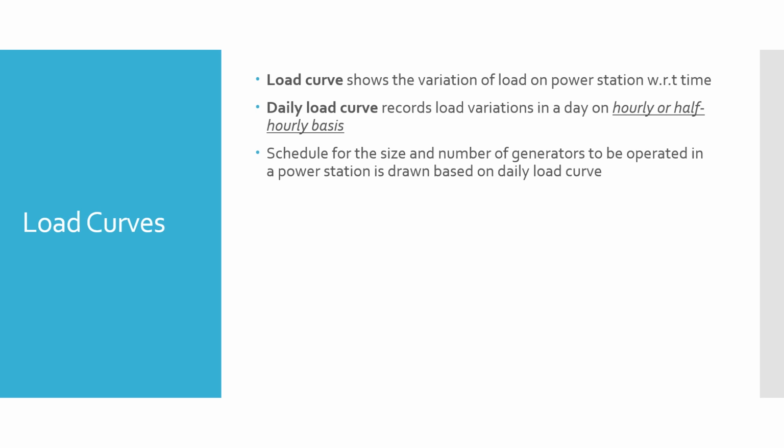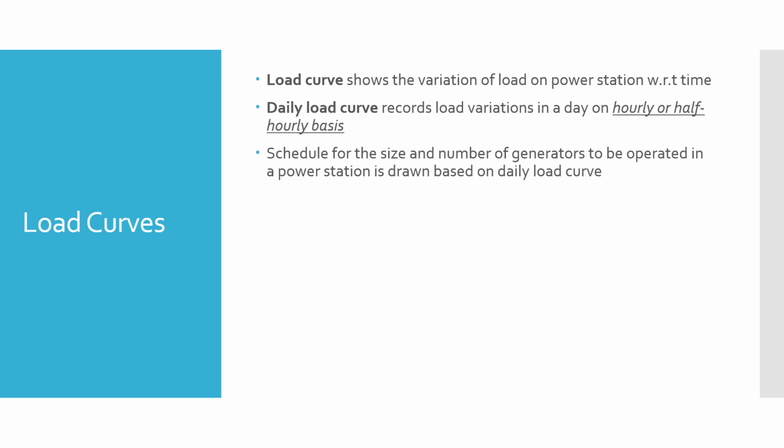So if the time slot is a half hourly time slot, then you will have the average of load occurring on the power station for that half an hour, and then you will represent these half hourly average loads on the load curve. The schedule for the size and number of generators to be operated in the power station is drawn basically based on the daily load curves.